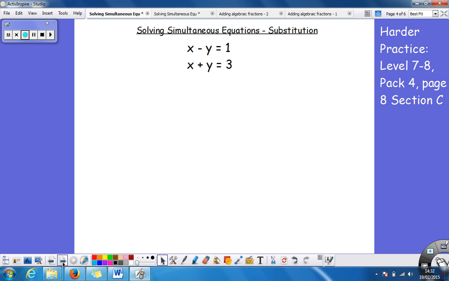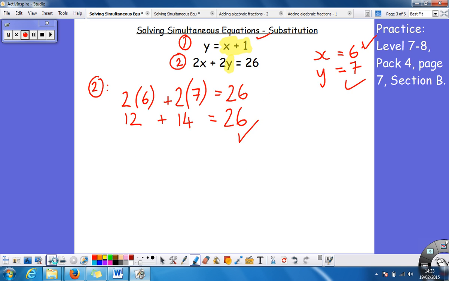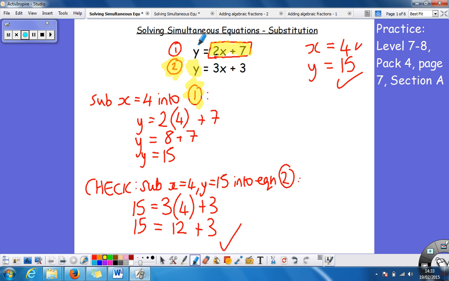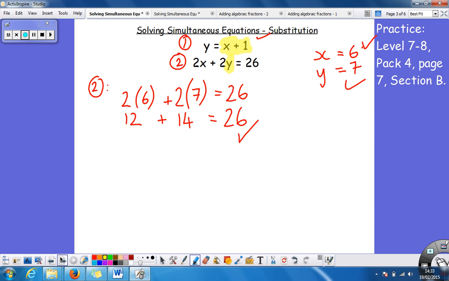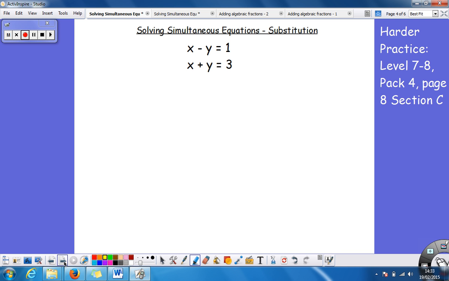Okay, the last kind of question that you might need to have a go at, let me just check. Yes, it's definitely my last one. The last one that you might want to have a go at is one where neither of the equations has a subject. If we look at the first example, both of them had a subject, there was a y on its own. In the second example, one of the equations had a y as a subject. In the third example, one of the equations had a y as a subject, but in this one, neither the x nor the y is the subject.